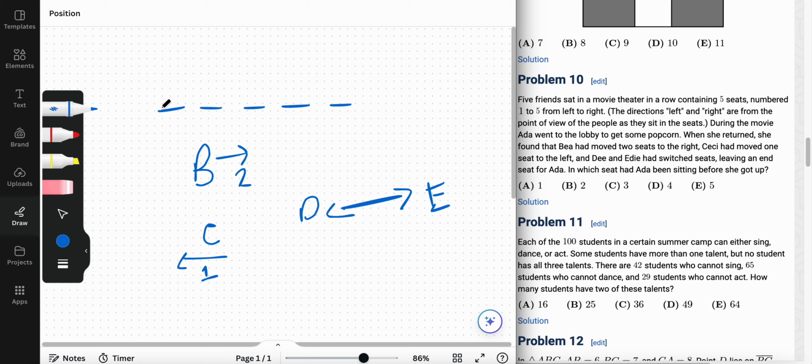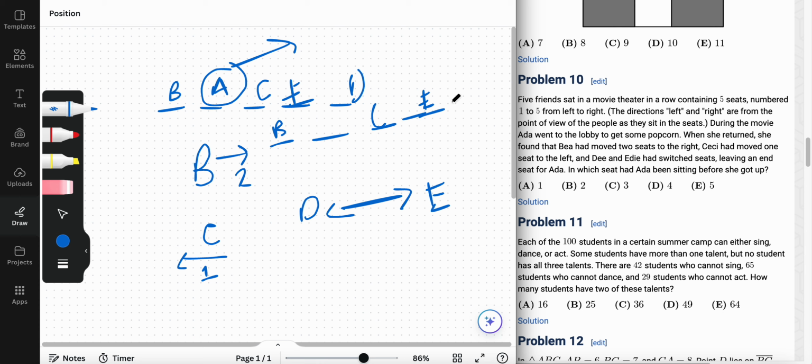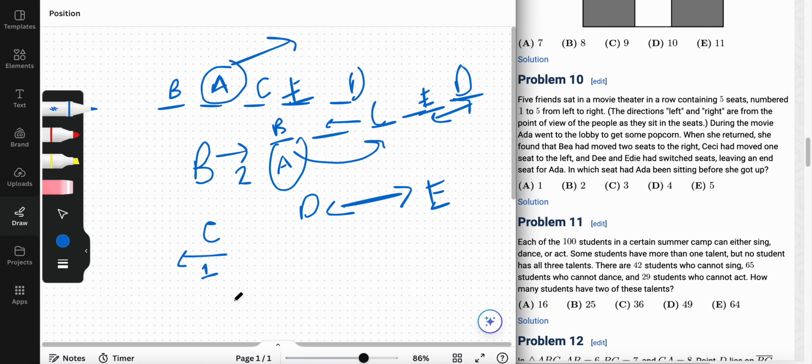Okay, so B A C E D, because then B can move 2 spots. Ada's gone, so that means we have B, C, E, and D. So C can move here, B moves here, these 2 switch spots, and Ada is left with the first spot. Okay, that works. Yeah, I think that works, because B, A, C, E, D, if they're sitting in here initially, right?